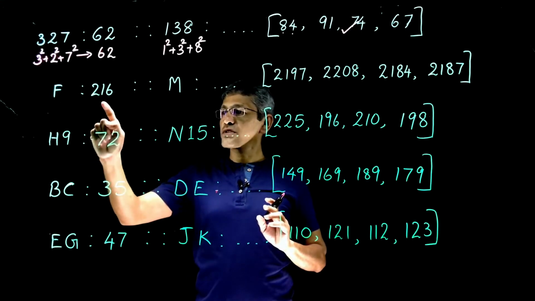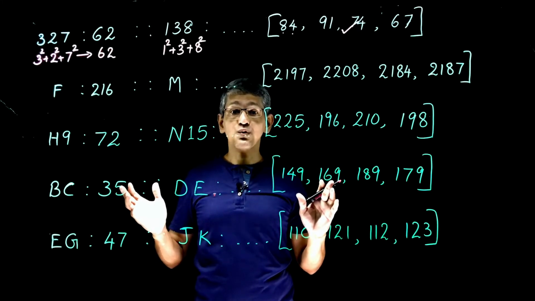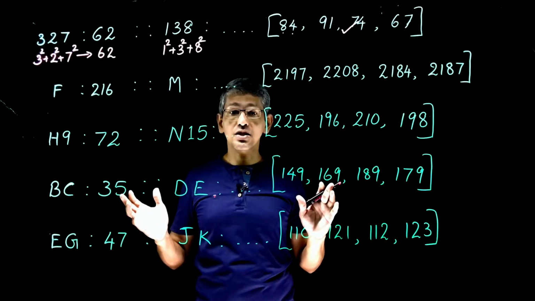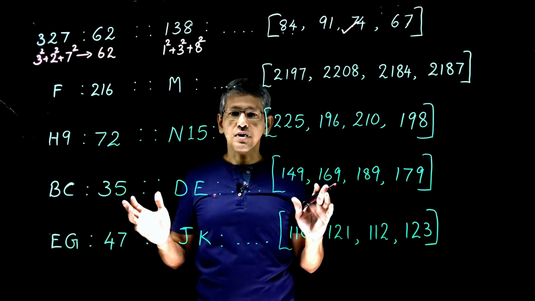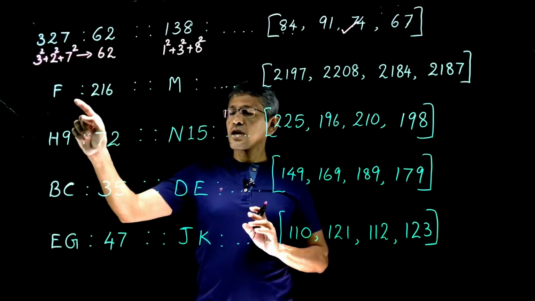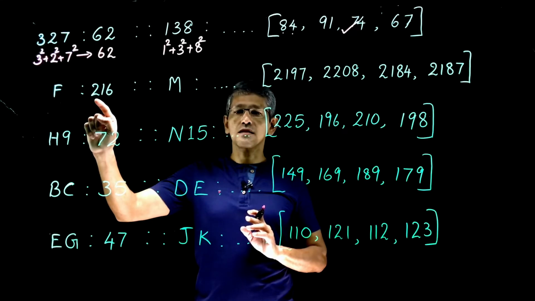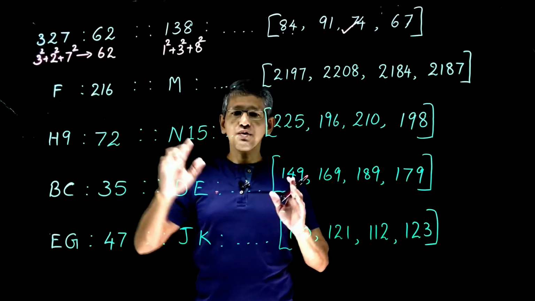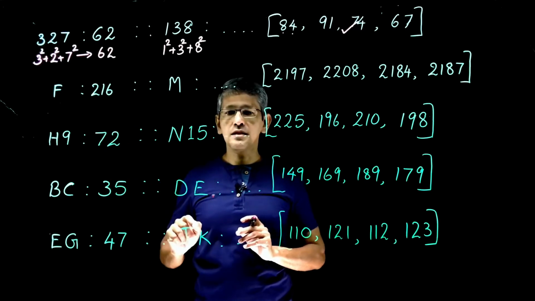Next one, F is 216. We have heard of F-16. F-16 is what? Falcon 16, that's a fighter jet, owned mainly by the US Air Force, and many other air forces have it. But mainly it is a US product, F-16. But here it is F-216. It has nothing to do with F-16. So what is that? F and 216?